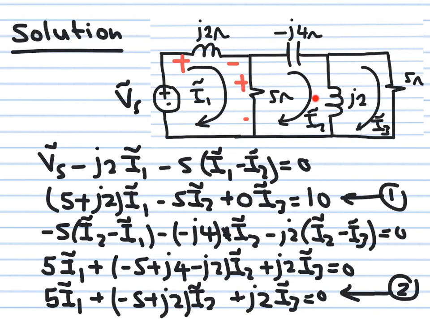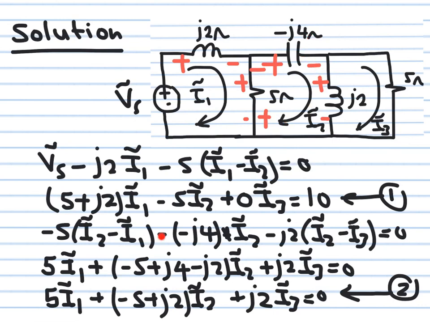We go to loop number 2, and when I consider loop number 2, as I said earlier, I'm going to consider the drops to be positive in the direction of the current of that loop. So we'll go now in the clockwise direction. So this is minus 5. This drop is negative, so I'm going to give it a negative sign, and the drop itself is 5 times I2 minus I1. So this is minus 5 times I2 minus I1. We'll continue to go in the clockwise direction. This is going to be negative as well, and the drop itself is minus j4 I2.